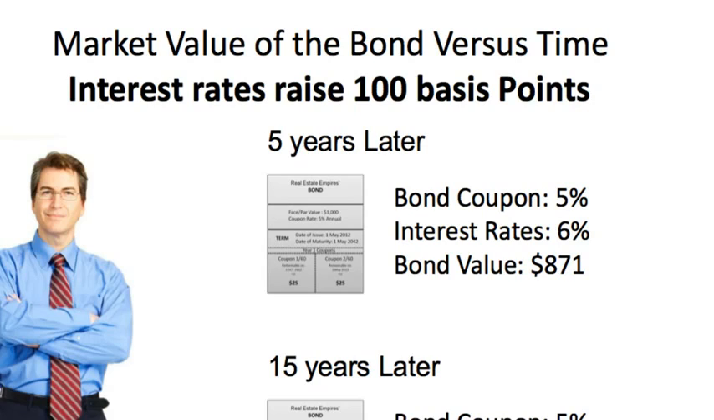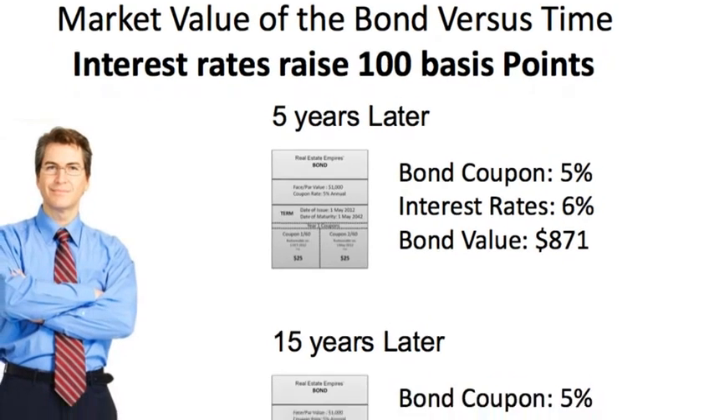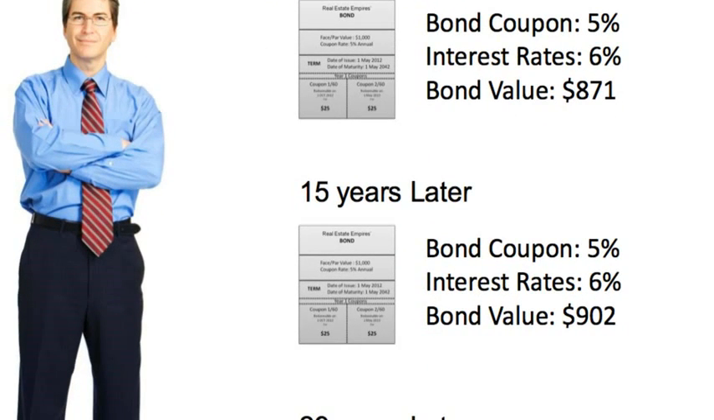And so what happens is his bond value has gone down significantly to $871. Okay, now let's look at the 15 year. Let's assume Jesse bought his bond, held it for 15 years, and wanted to sell it 15 years later. And we look down there and we see the coupon rate that he bought it for was 5%. That's not going to change.